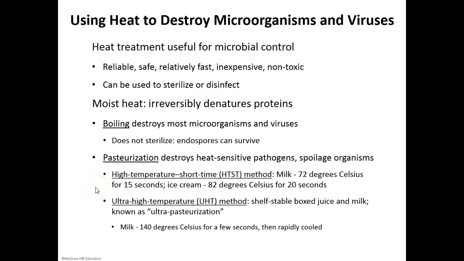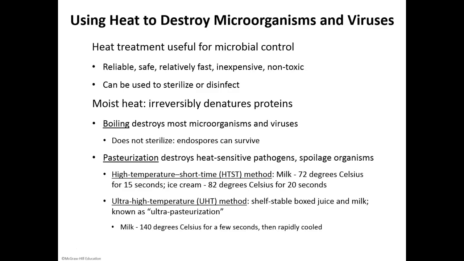Hey everybody, welcome back. So we're going to talk about heat as a mechanism for controlling microbial growth. Heat is a very inexpensive mechanism, and it can be used to sterilize or disinfect materials, but it's not always used because a lot of items can't be heated up as high as we need to kill microbes. So that would be looking at the type of instruments we're using. There are two types of heat that we talk about, moist heat and dry heat.